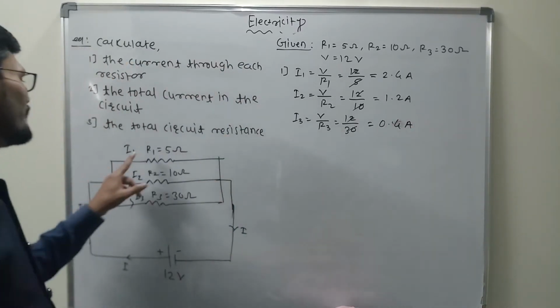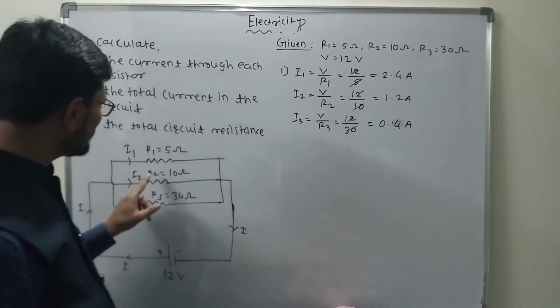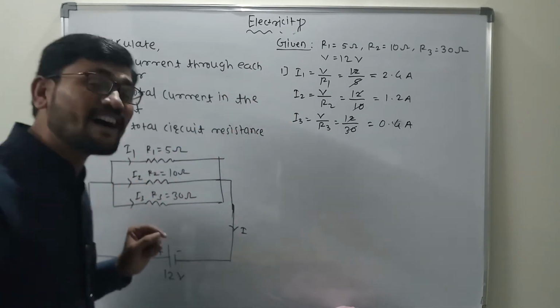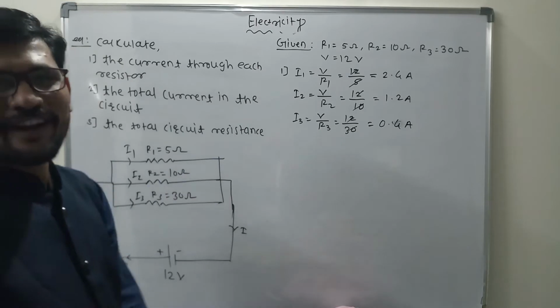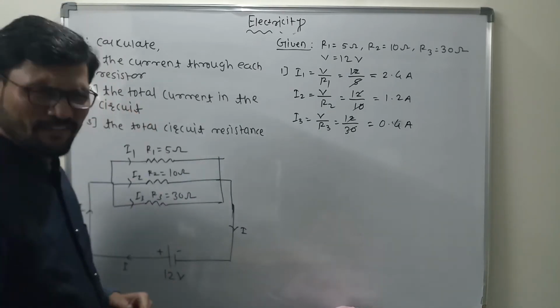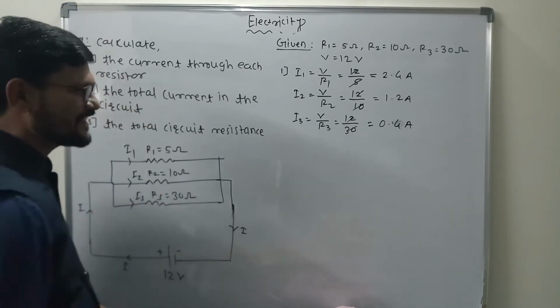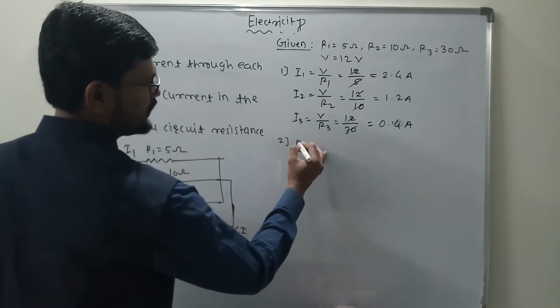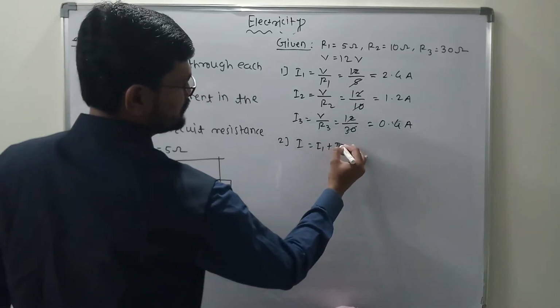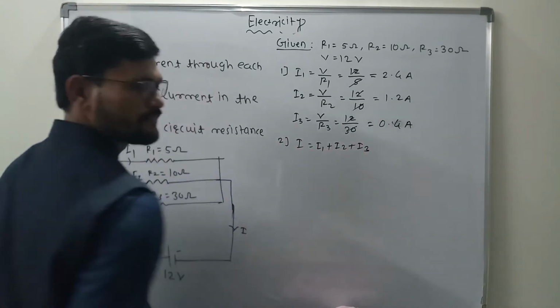So what is the current? I1 is 2.4. What is I2? It is 1.2. What is I3? It is 0.4 ampere. Now what is the total current? Will you be able to calculate it? Just try it. So the second one is total current, I is equal to I1 plus I2 plus I3.